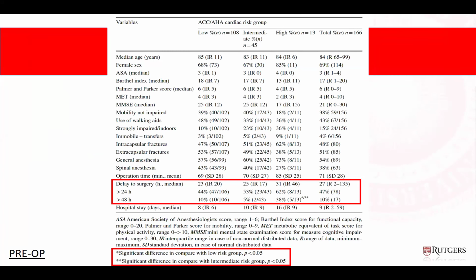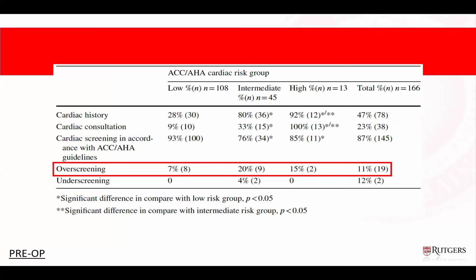appropriate screening. So this table shows the low, intermediate, and high risk patients. As you might imagine, the high risk patients ended up having more of a delay to surgery than the low and intermediate risk patients, which makes sense if they needed more workup preoperatively. This data shows that 89% of the patients were, quote unquote, appropriately screened. 11%, however, were not appropriately screened. 8 patients in the low group, 9 in the intermediate group, as well as 2 in the high group were, quote unquote, inappropriately screened.